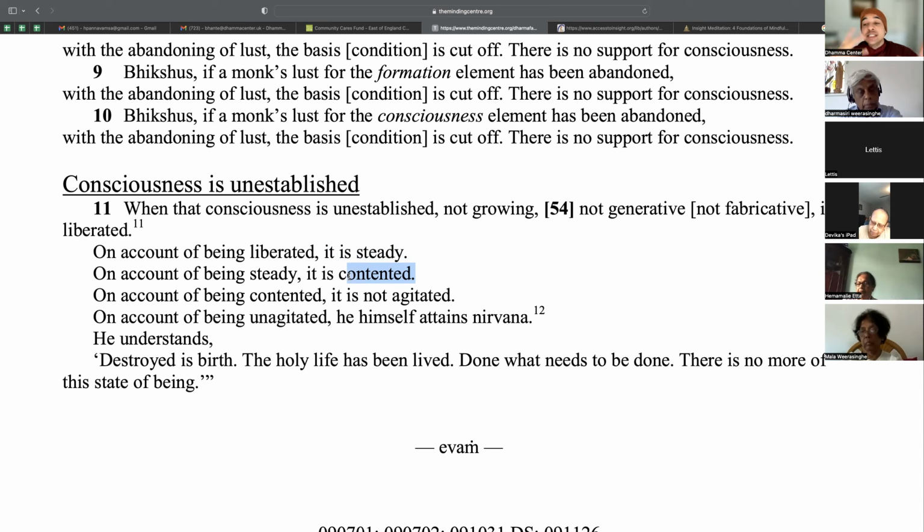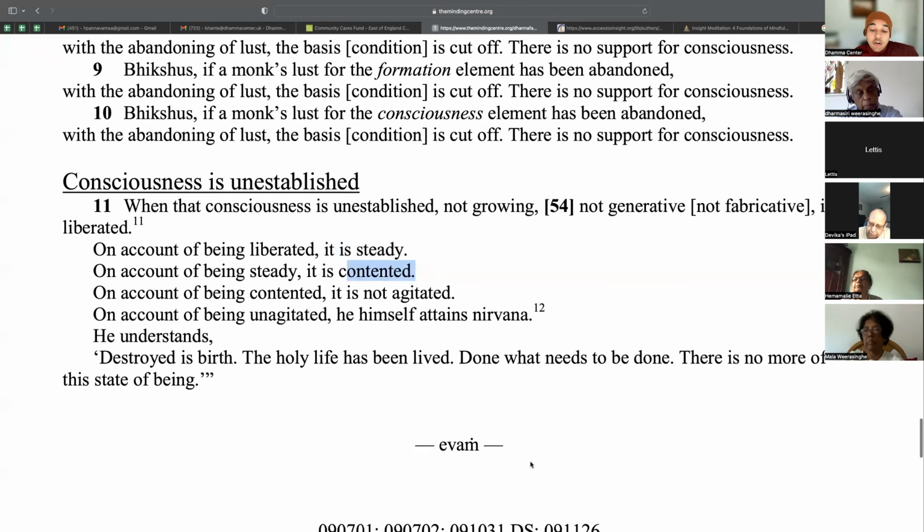That agitation which disturbs. But when there is no agitation, what arises is insight, tava. We go deeper and deeper into the nama rupa, all the jnanas. On account of being unagitated, he himself attains nirvana. Destroyed his birth, the holy life has been lived, done what needs to be done. There is no more of this state of being.